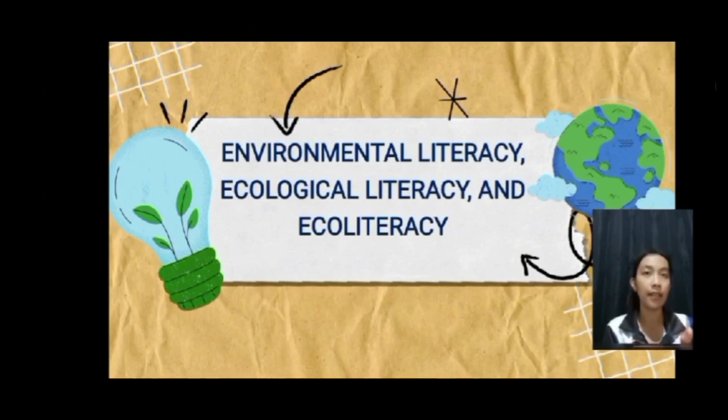So to summarize everything, these three may have similarities, but they also have differences. When we say environmental literacy, it involves the everyday actions for sustainable living. When we say ecoliteracy, it extends the understanding of the broader ecological connections, the relationships between humans and nature. And when we say ecological literacy, it delves into scientific understanding or intricacies to analyze and solve the complex environmental issues or challenges. So those are the differences between the three.